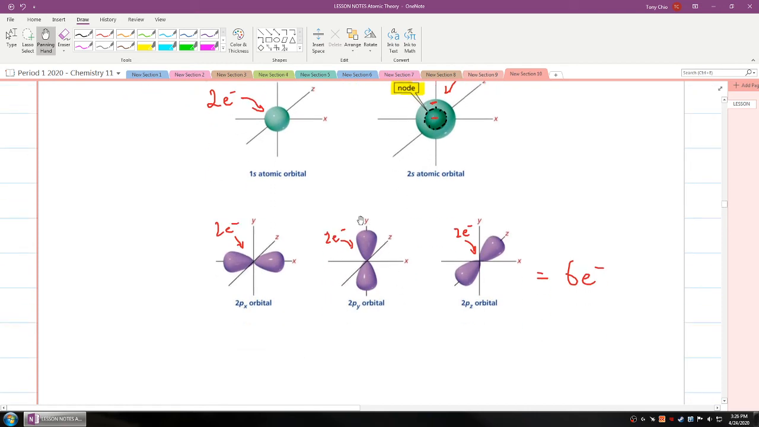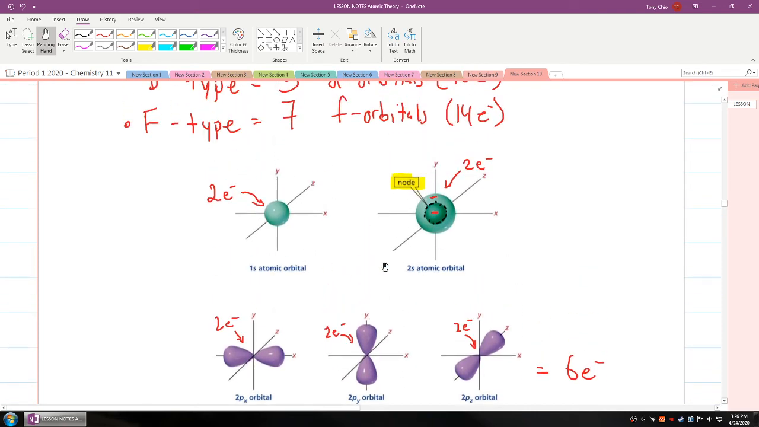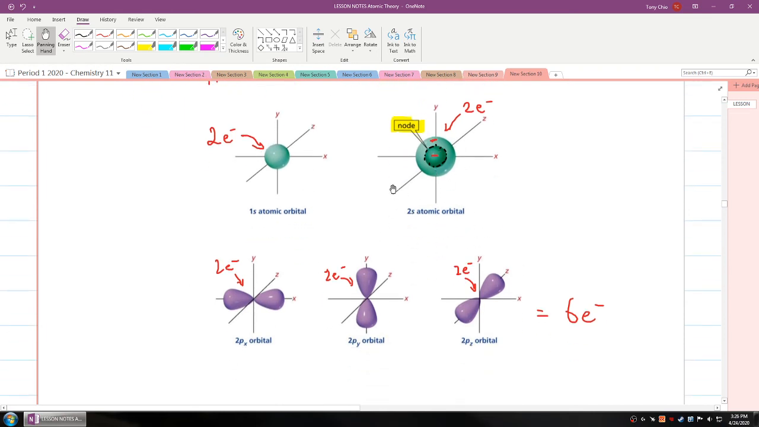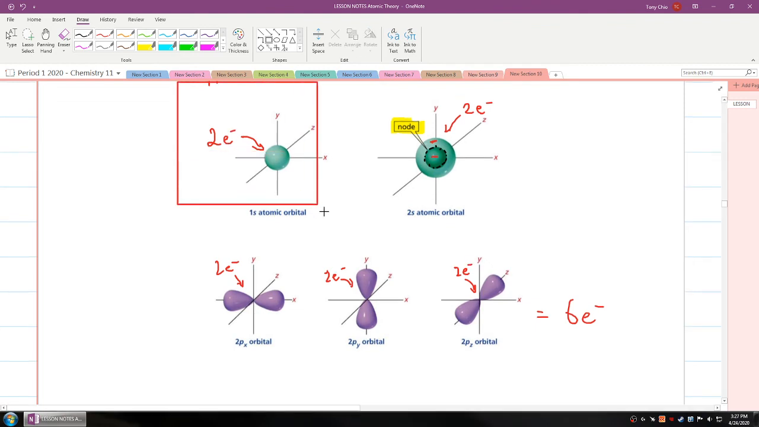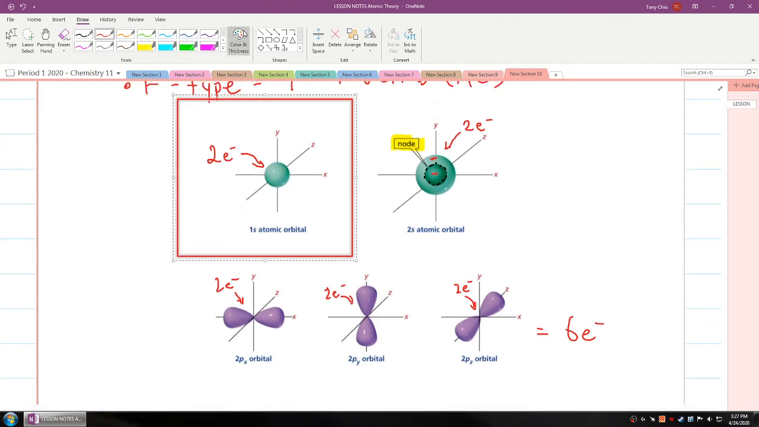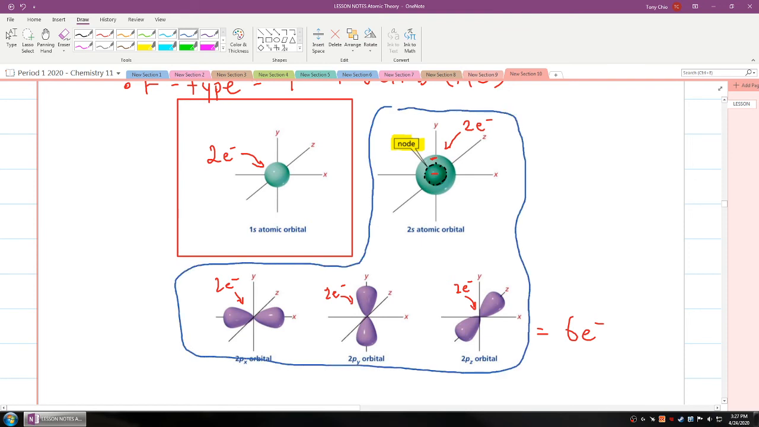Alright, so what we also need to know is that 1s and 2s, these 2 orbitals, are on different energy levels. That means this 2s atomic orbital and these 2p orbitals are in the same shell. If I were to draw a circle around them, this one is in one shell, and this one is in another shell, you might start noticing a pattern. 2 electrons in the first shell, 2, 4, 6, 8 electrons in the second shell. That is actually the Bohr model still, in terms of how many electrons we have.